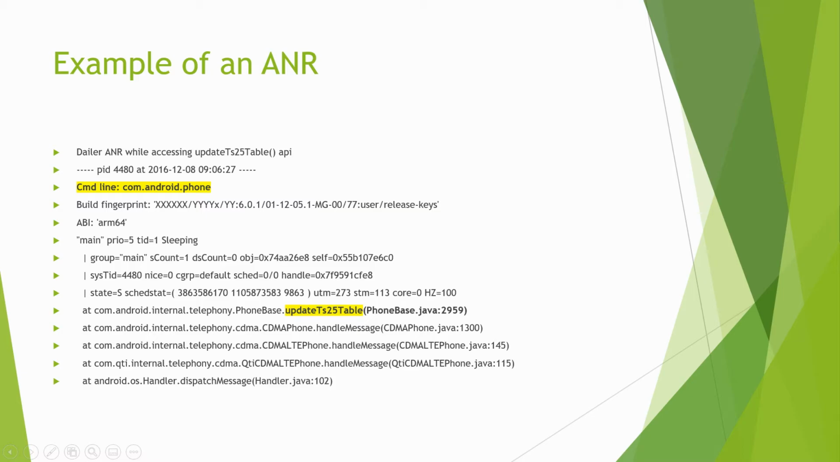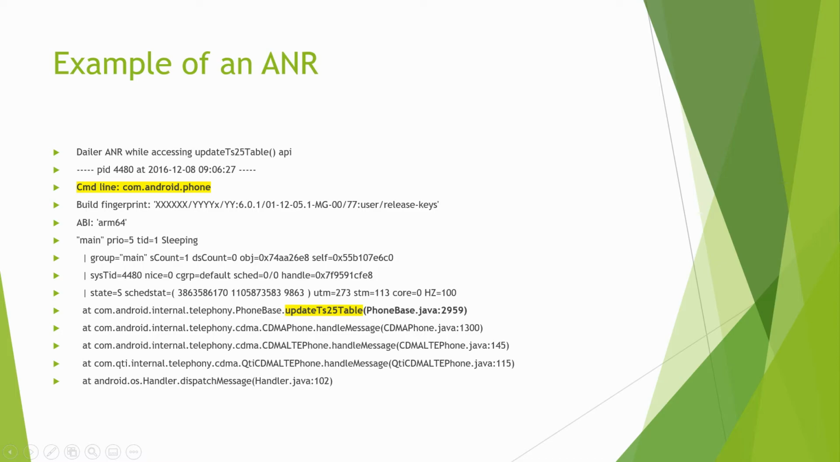So here is an example of an ANR. Imagine I got an ANR when I'm accessing the dialer. The command line is followed by the package name you're seeing here, com.android.phone. This is the package name of my application where the ANR has occurred. From this we'll come to know in which application the ANR has occurred, and from this stack trace we'll come to know why the ANR has occurred.